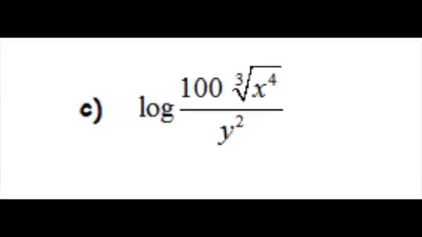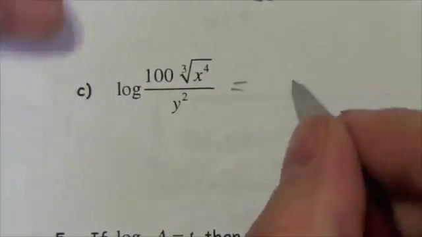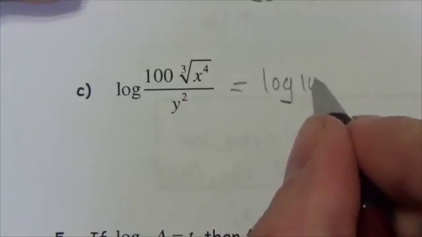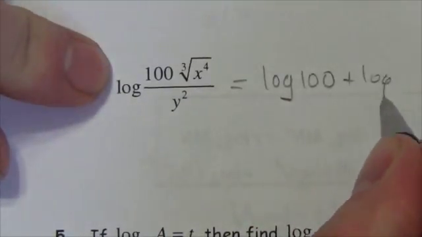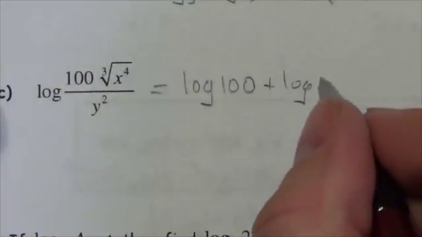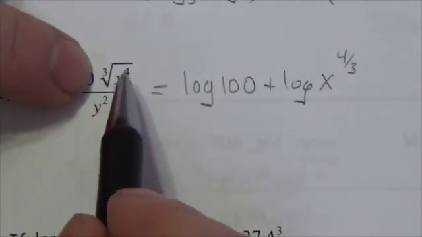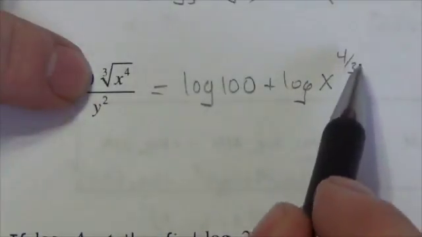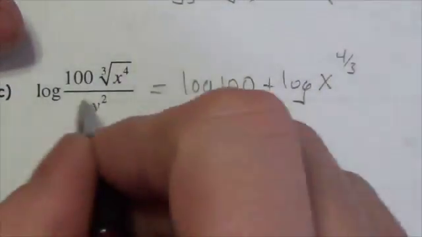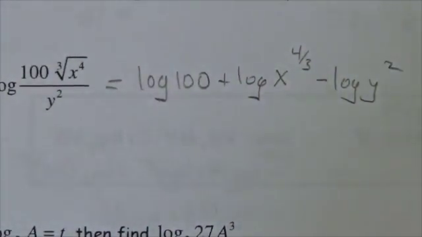The common log of 100 times the cube root of x to the 4th divided by y squared. All right, one more time here, same as above. So again, in the numerator, we've got these two factors multiplied together. So we're going to take our common log, apply it to the 100, and then we're going to add the common log of this cube root of x to the 4th. Now, that is the same as x to the 4/3. That root index becomes the denominator in the exponent. And then because I'm dividing by y squared, we're going to subtract the common log of y squared.